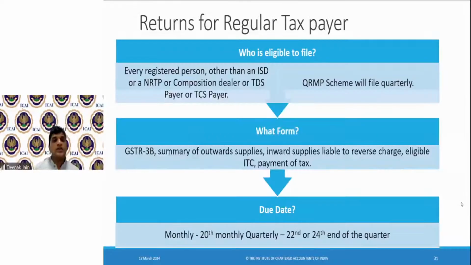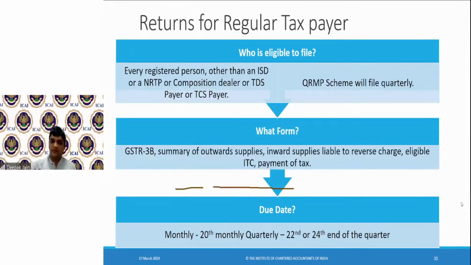Very simple. Returns for regular taxpayer who is eligible to file. Every registered person other than an ISD, NRTP, composition dealer, TDS payer, or a TCS payer. Apart from this, they have to file the GSTR-3B. Monthly filers will file it monthly, and QRMP scheme persons will file it quarterly. What form? GSTR-3B. Summary of outward supplies, inward supplies liable to reverse charge, eligible ITC, and payment of taxes. Majorly this information. What are the due dates? Monthly 20th, quarterly 22nd or 24th from the end of the quarter.